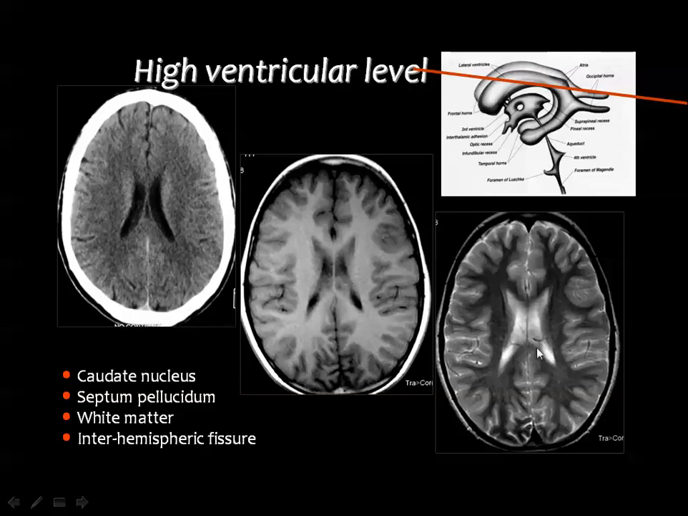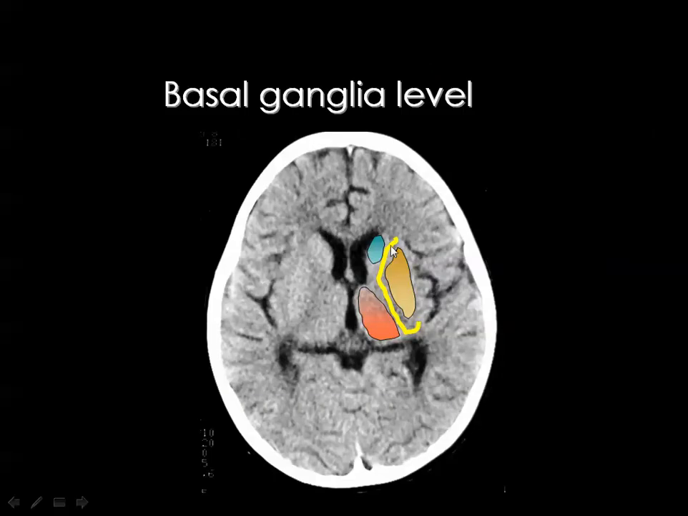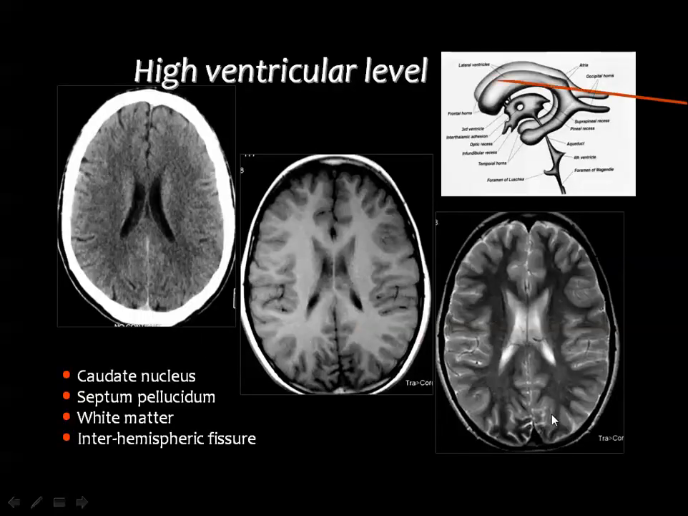Then if you go up, you are cutting in the body of the ventricle, and this is CT, MRI T1, MRI T2. And here is the body of the left lateral ventricle. The right lateral ventricle is separated from it in the midline by the septum pellucidum. Then the head of the caudate nucleus is seen here. This is the head of the caudate nucleus. The body and the tail of the caudate nucleus are seen along the lateral wall of the ventricle, and this slightly faint hyperdensity represents the body and the tail of the caudate nucleus.